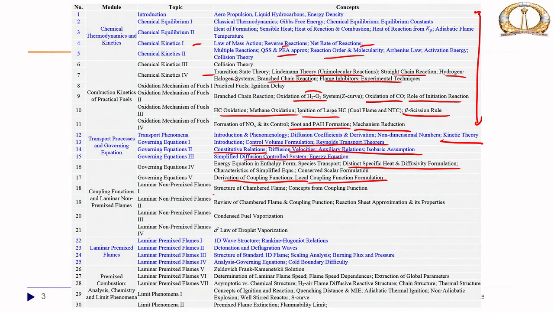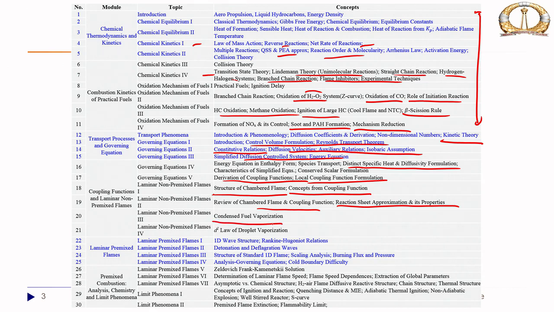Then we moved into non-premix flame. We looked into the structure of a 1D chambered flame, which can be considered as a unit or the most fundamental of non-premix flames, by using concepts of coupling functions. So we reviewed the chambered flame and the coupling functions and invoked the reaction sheet approximation and its properties.